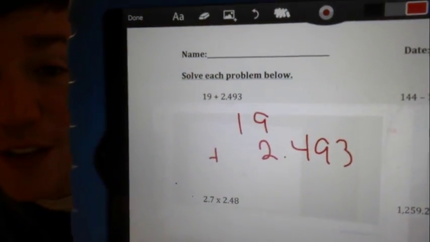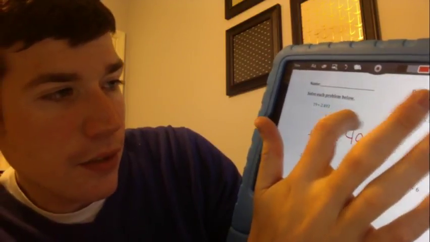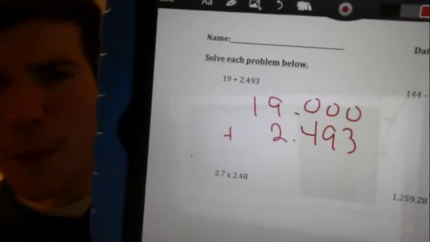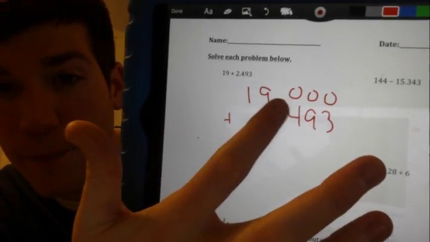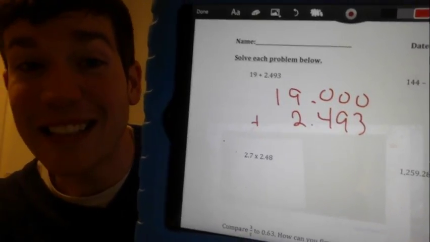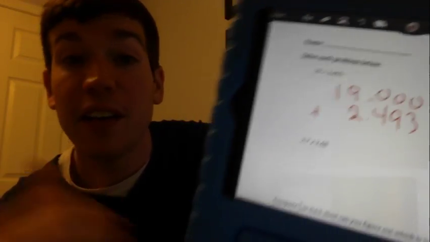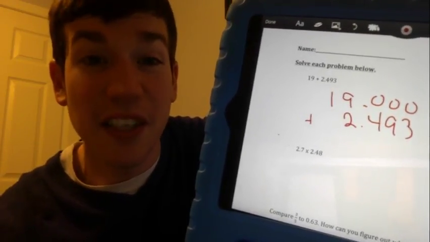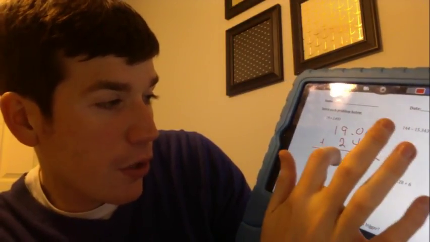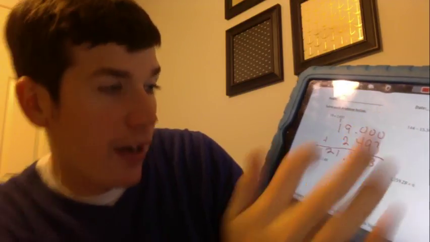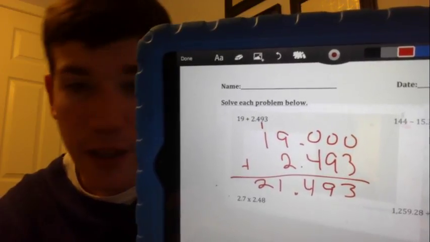Because I don't have a decimal in that first number, all I have to do is add 0.000. A lot of people will say, well, wait a second, you've changed that number. But if we put a decimal here, that number is still 19. We haven't changed that number at all, because 19 and nothing more is still 19 wholes. If I add those two numbers together, this is one you could probably do mentally. We get 21 and 493 thousandths.